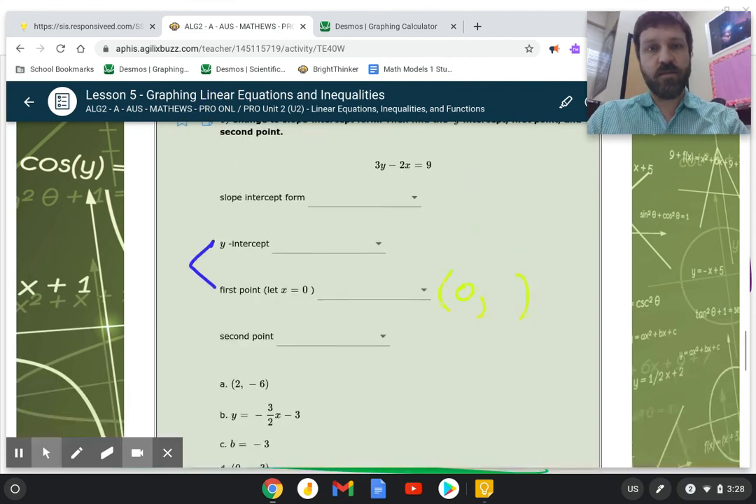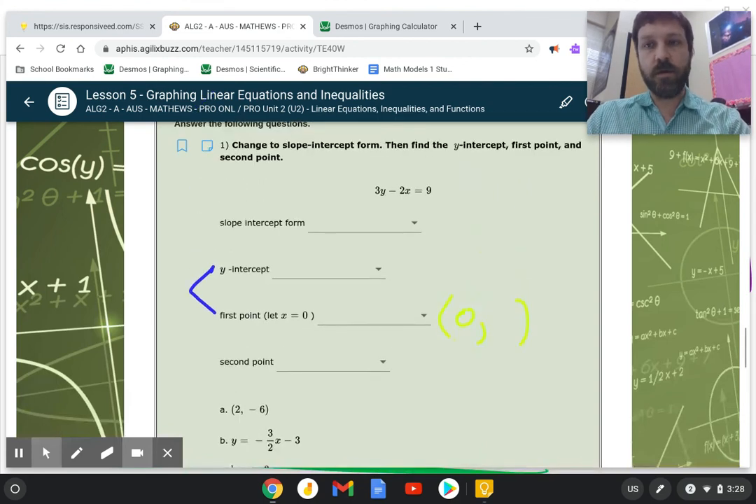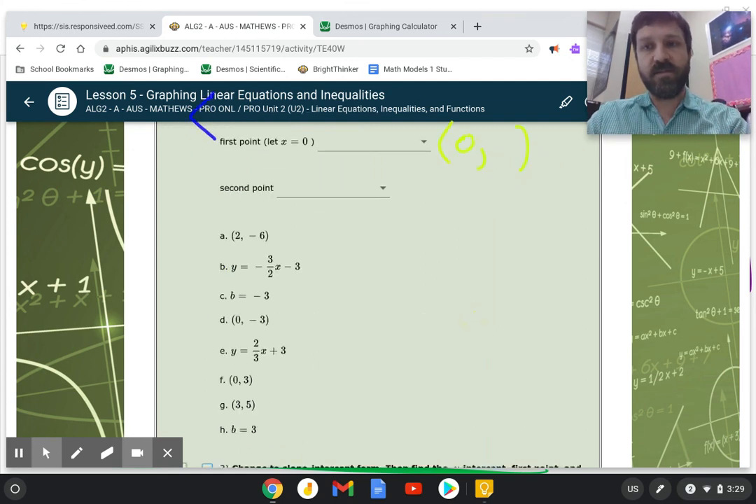That's pretty much it. So write it in slope-intercept form. Look back in lesson 2 if you need help with that. Find the y-intercept and also mark the first point as the y-intercept point. Then find another point on the graph from your answer choices and put that in second point.